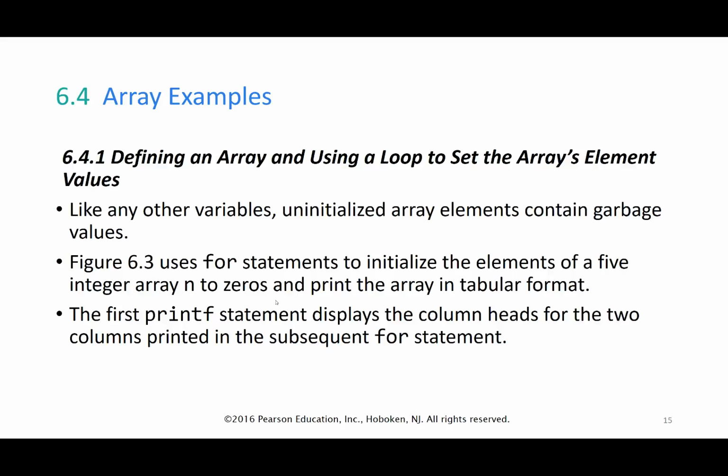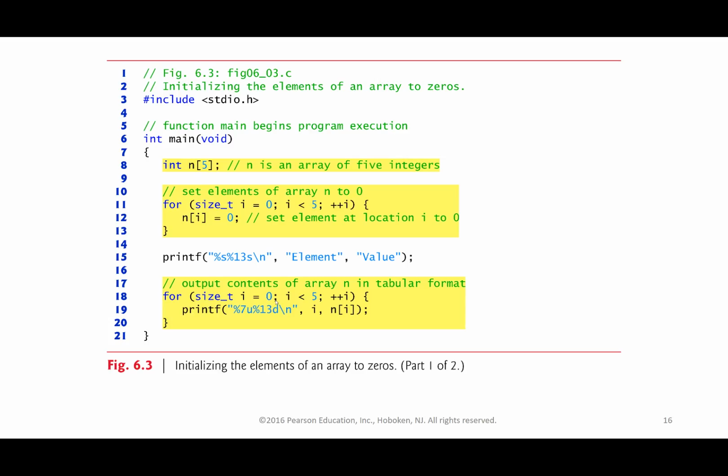So you can initialize the array to zeros. Here, I've declared an array of 5 integers. And for size_t, notice this term, size underscore t. That is a special type name which basically means the size of an array. So again, this just says that we're going to initialize it there.